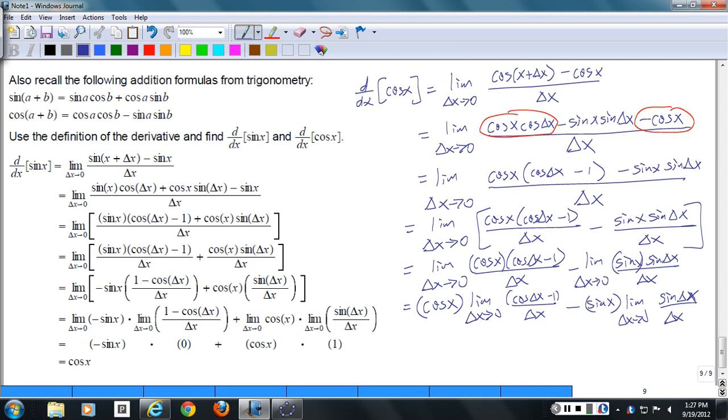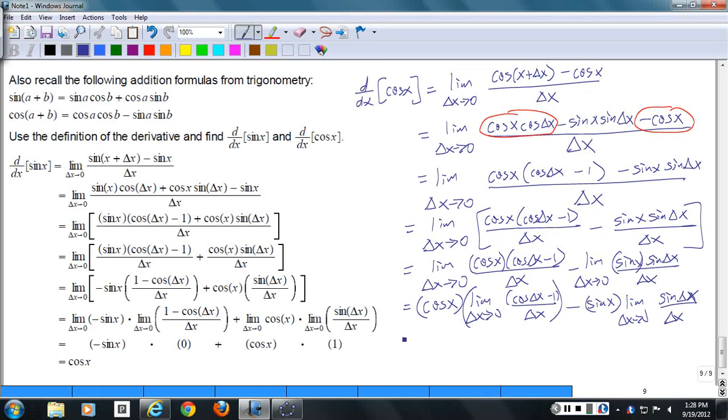And then we evaluate limits. We go back to those two key limits from that section where we did the triangle inside of the sector inside of the triangle proof. And we said as delta x approaches 0, the value of this limit right here is what?